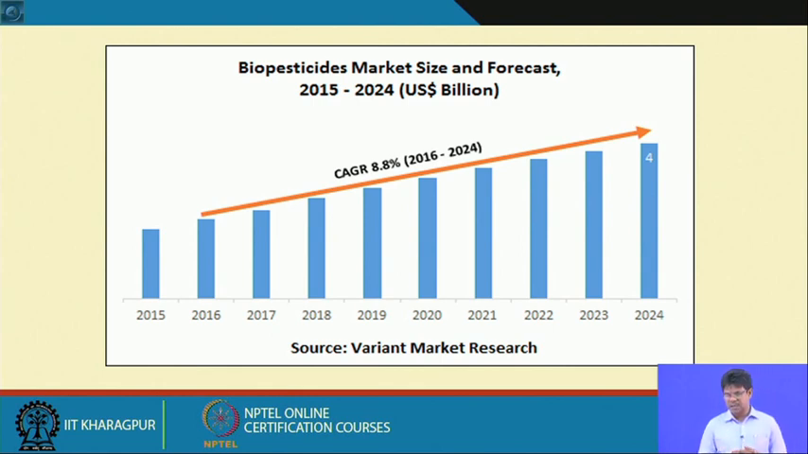So, the biopesticide market around 2024 is expected to reach $4 billion US dollars. That means there is an opportunity; the biopesticide market is growing. So, with organic farming and the use of biopesticides or cultural practices, we can minimize the pest and disease pressure on the crop.